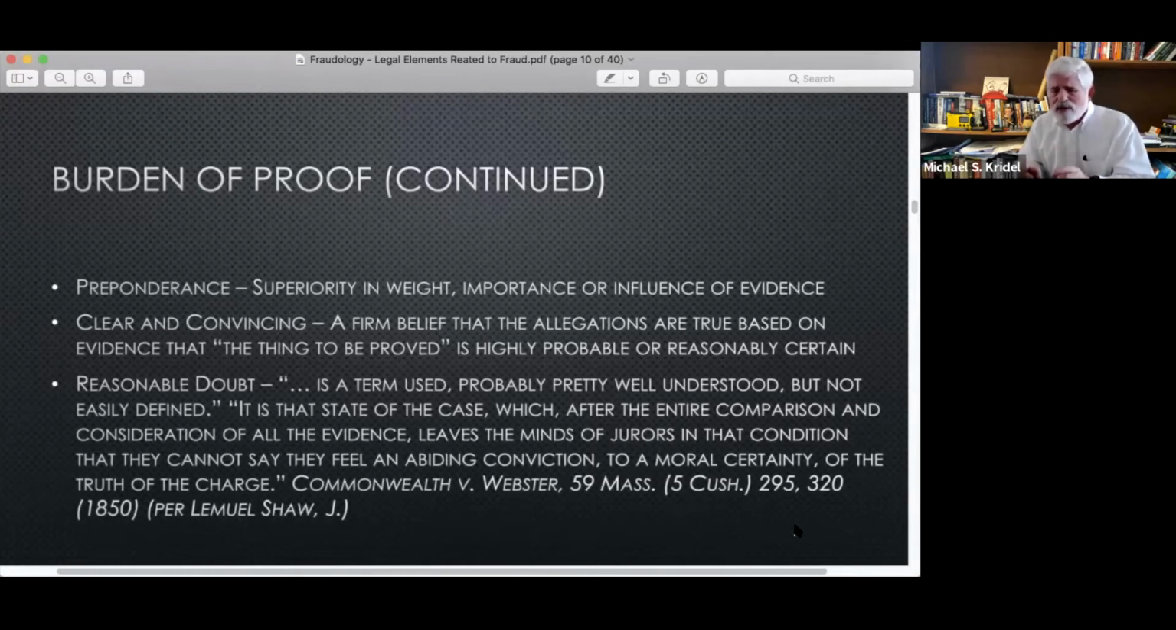It depends. But reasonable doubt is a term that is misunderstood by nearly everyone who's not an attorney. It's probably pretty well understood, but not easily defined. From a famous case, including Daniel Webster, it is the state of case which, after the entire comparison and consideration of all the evidence, whatever you as an investigator have accumulated, leaves the minds of jurors in that condition that they cannot say they feel an abiding conviction to a moral certainty of the truth of the charge. So if the juror, the finder of fact, cannot absolutely say, based on my moral values, based on what I've seen and what I've heard, I am 100% convinced that this occurred, then there has to be a finding of not guilty. Next slide.